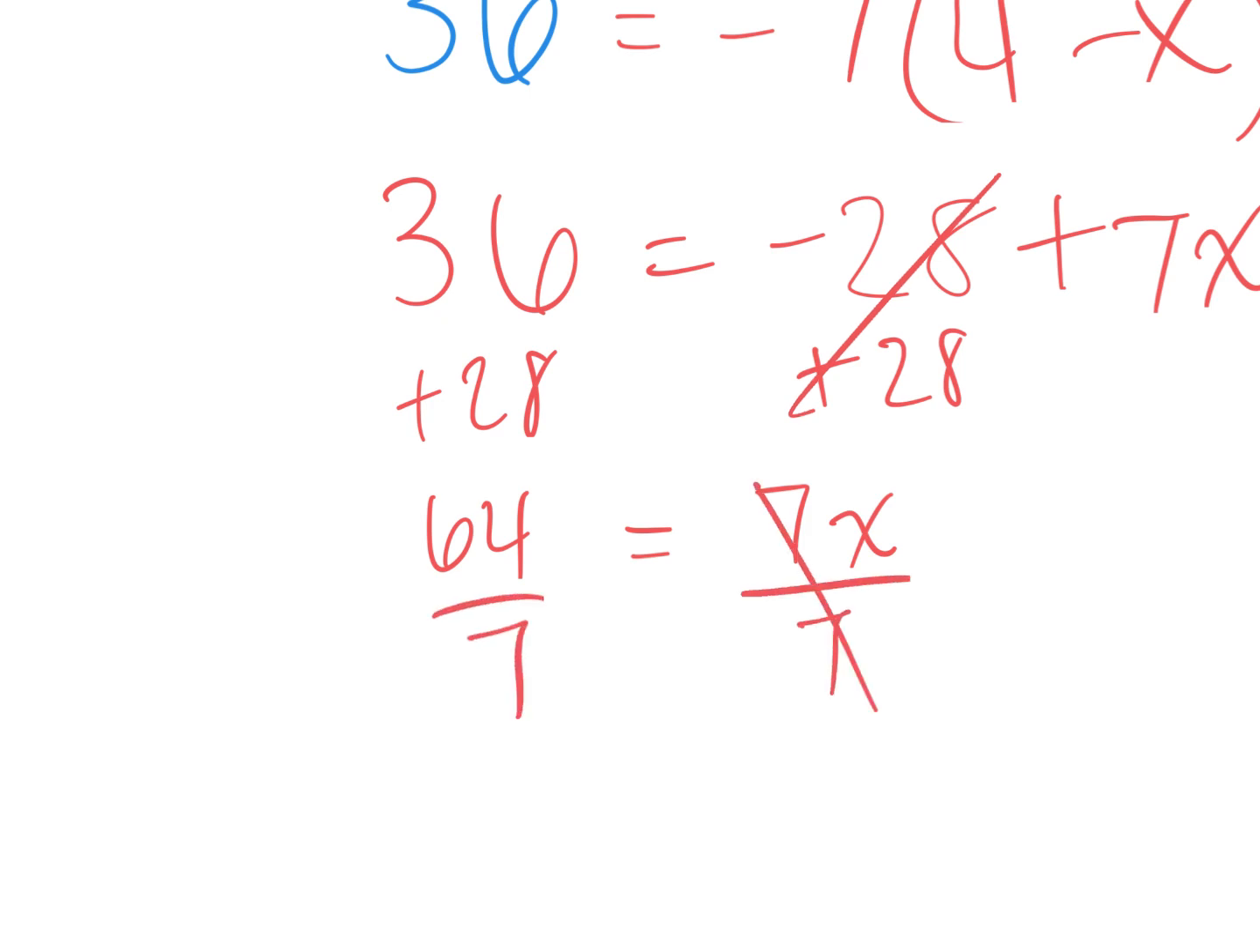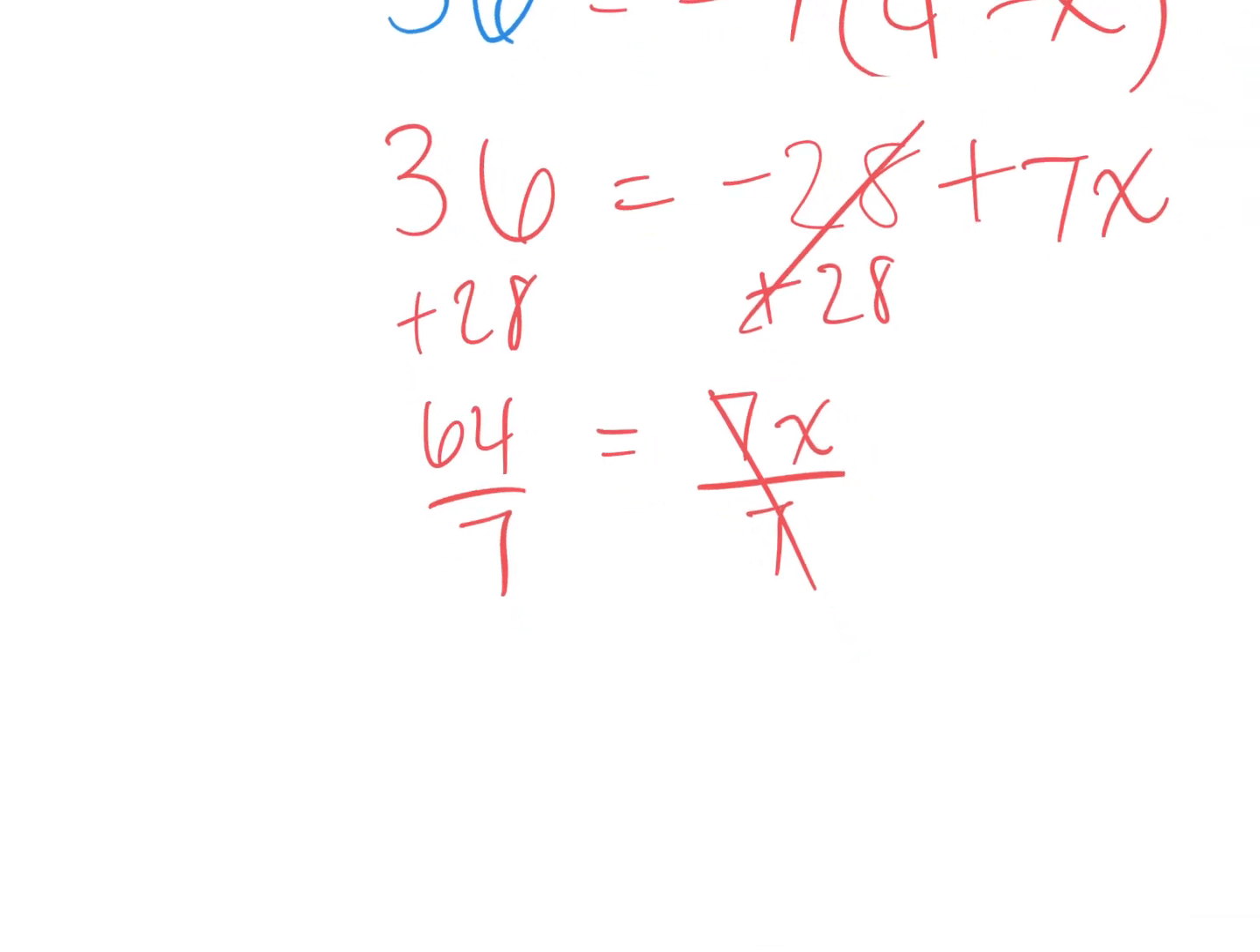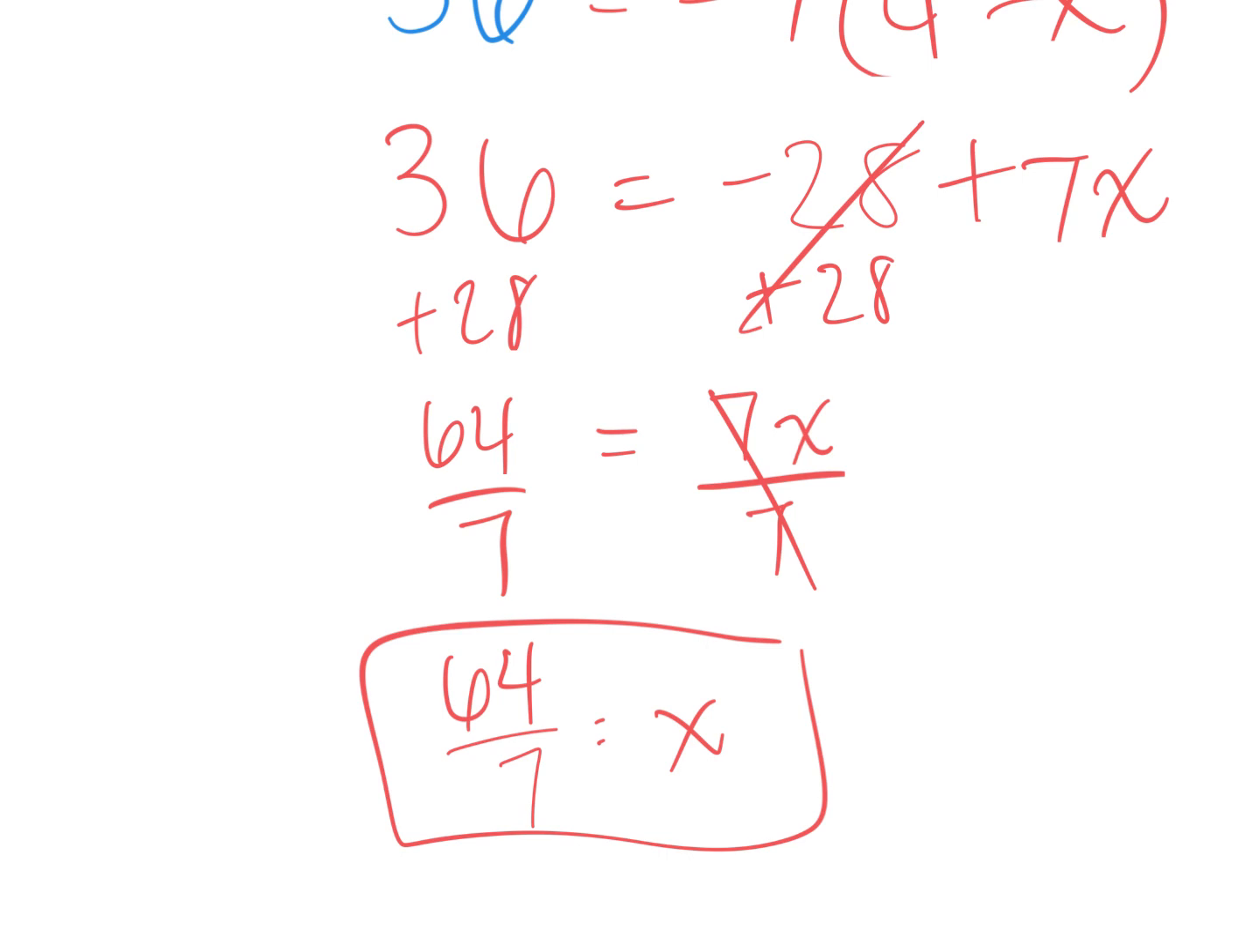I didn't get that part. Do 64 and 7 have a common factor? No. I'm totally okay with this as your answer, guys. 64 over 7 equals x. Oh, that's it. If you wanted to, you can change it into a mixed number.